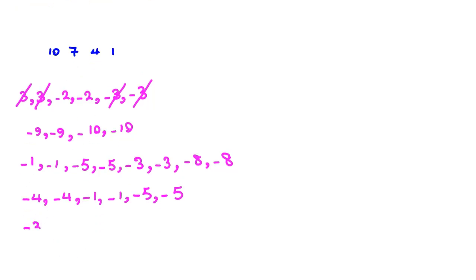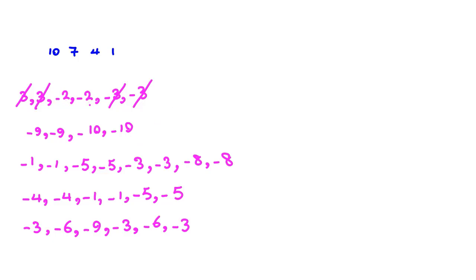7 minus 10, -3. Let's consider this 10 with all of them. 4 minus 10, -6. 1 minus 10, -9. Okay, so -3, -6, -9. Now with 7. 4 minus 7, -3. 1 minus 7, -6. 1 minus 4, -3. Okay? So let's simplify as much as we can. All of them are negative numbers, as we can see. So here I can change them to plus.